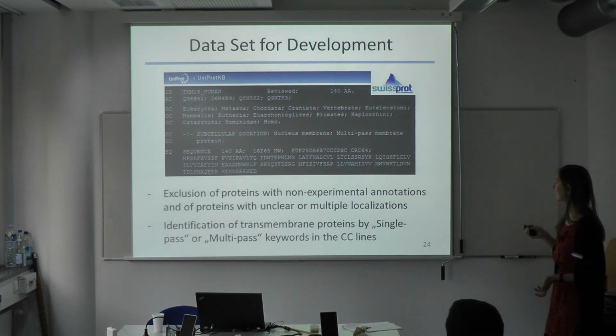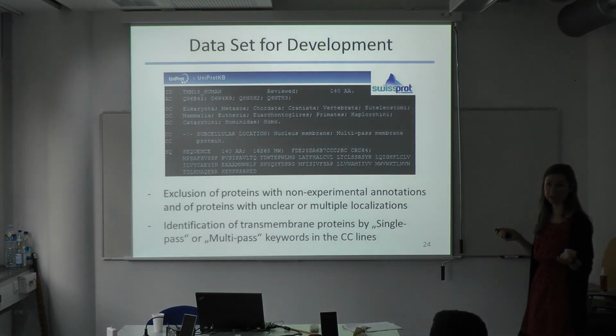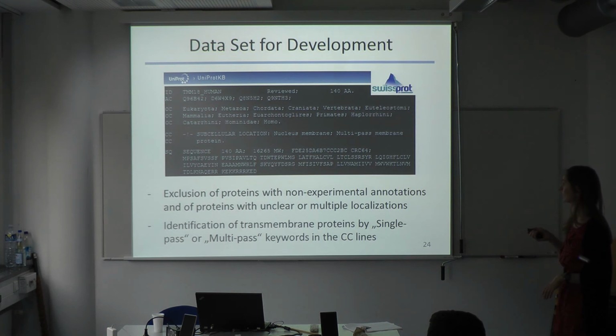I extracted this data set from SwissProt, which is the manually annotated part of UniProt, and this is how a SwissProt entry looks. This is the protein name, and this is the taxonomic classification. There's a line saying what the localization is, and there is the sequence itself. So that was just parsing of this kind of file.